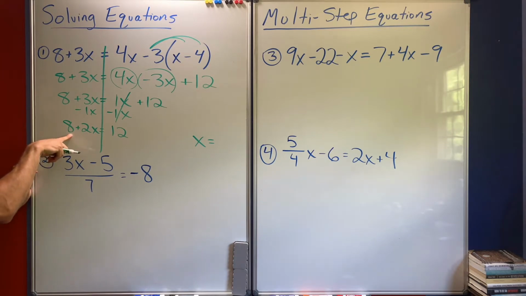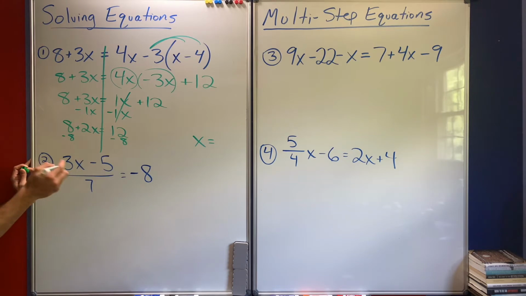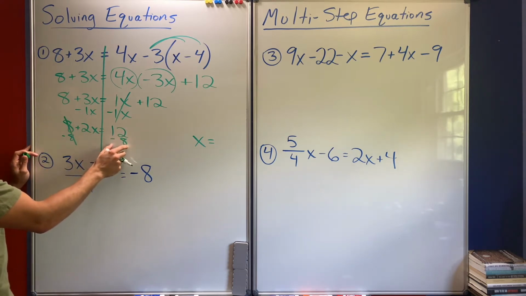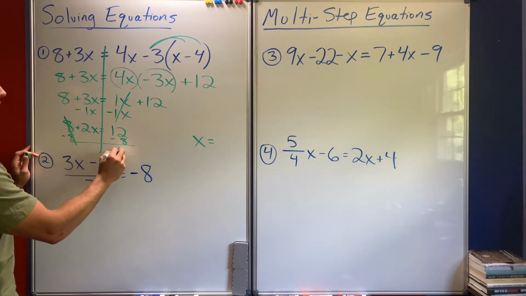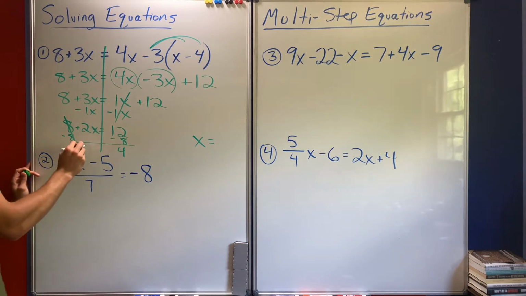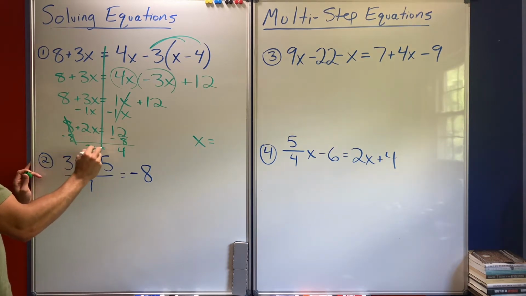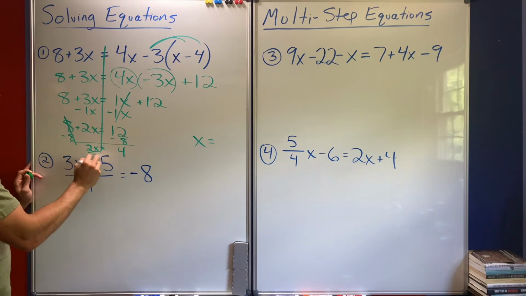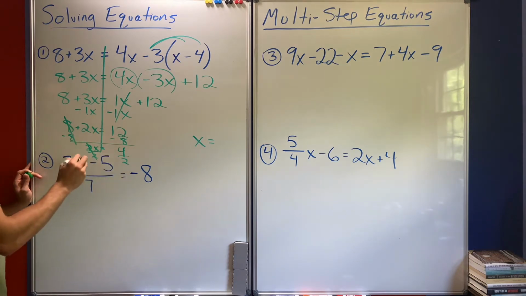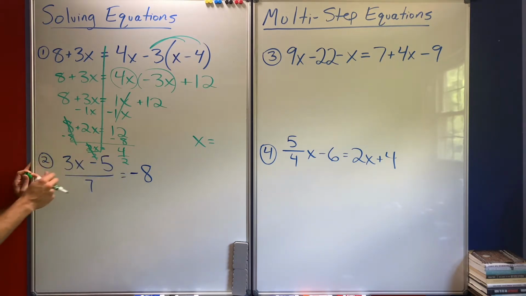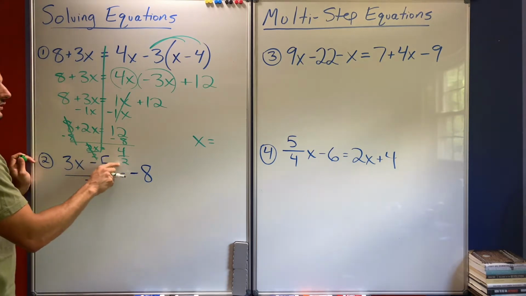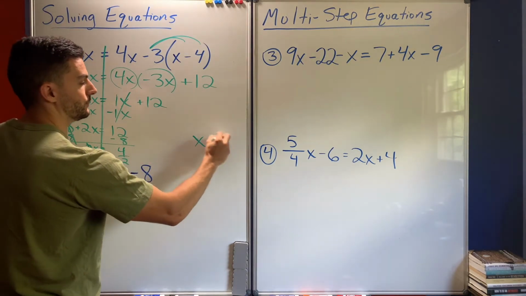So this positive 8, I can subtract that from both sides to cancel that. And so I do that, I'm left with 12 minus 8, and that is 4, okay? And so on this left side, I have 2x. 2x equals 4, and then I divide both sides by 2 as my last step, because that's canceling out this multiplication. So I'm left with x equals 4 divided by 2, which is 2.